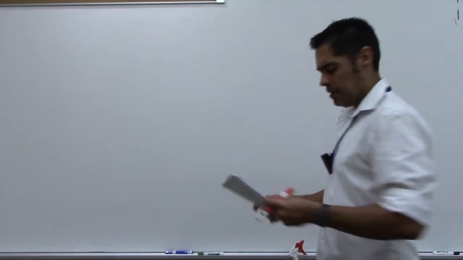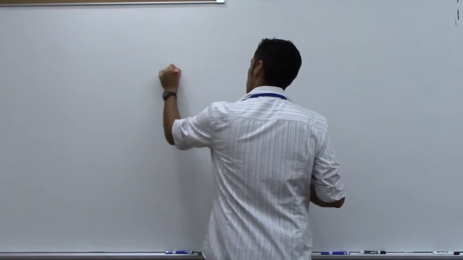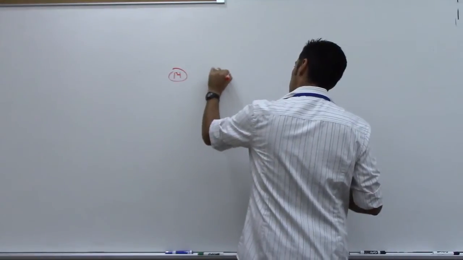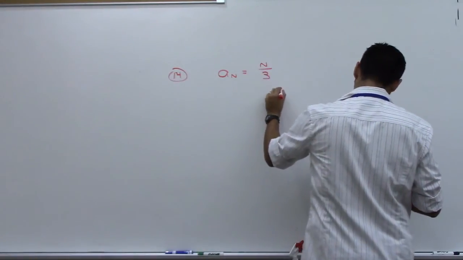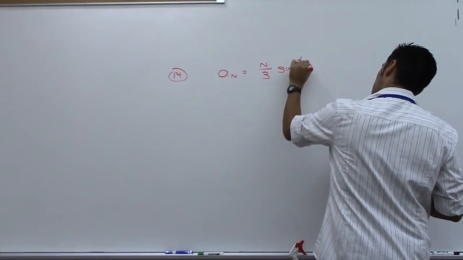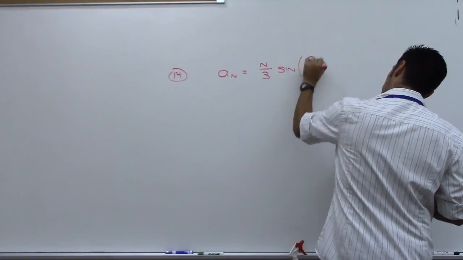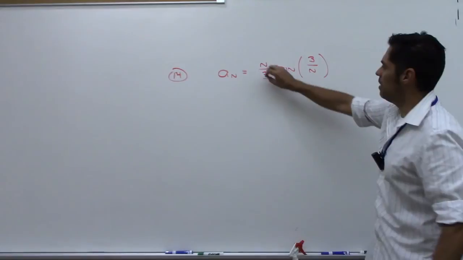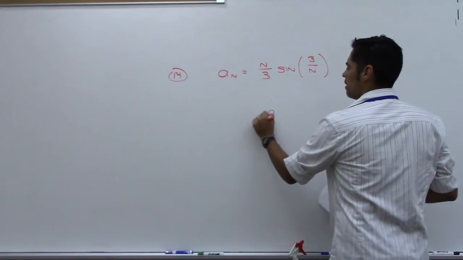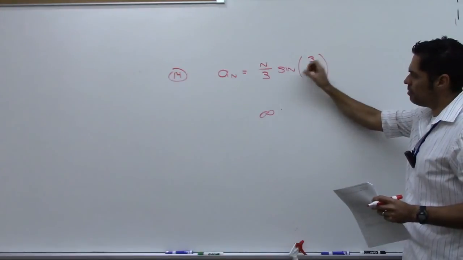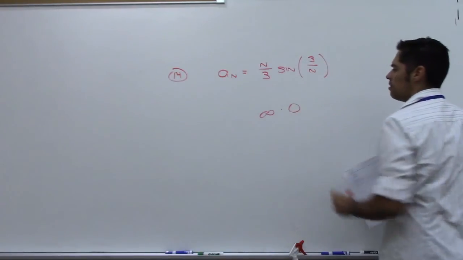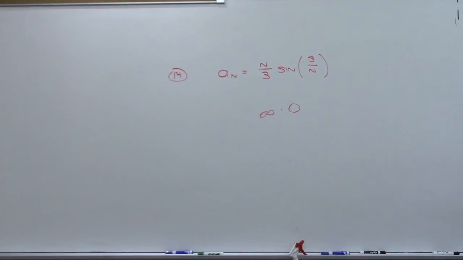For 14, you're asked to find what this sequence is doing: n over 3 times sine of 3 over n. As n goes to infinity, this gets huge, it becomes infinite, times, and then 3 over a big number becomes small, it's 0, sine of 0, 0. So you get 0 times infinity. That's an indeterminate form. That's a bad situation.